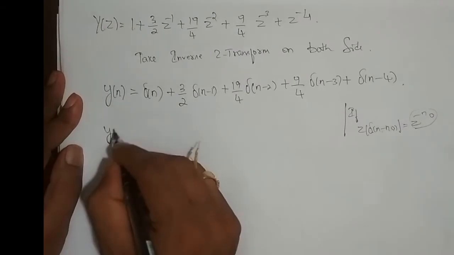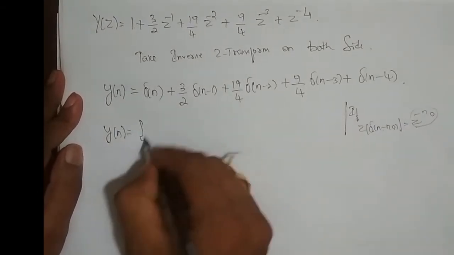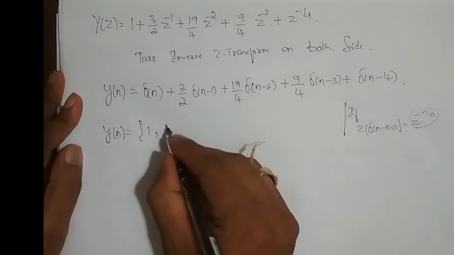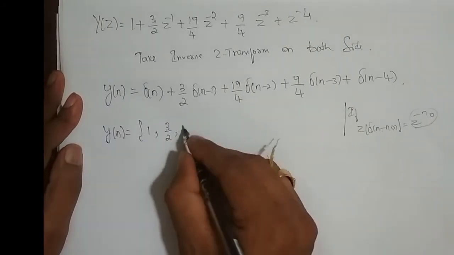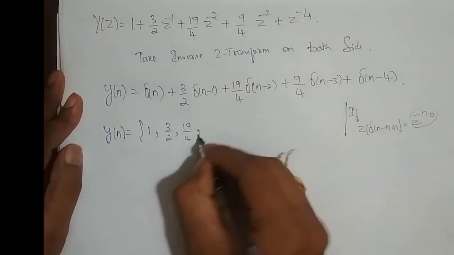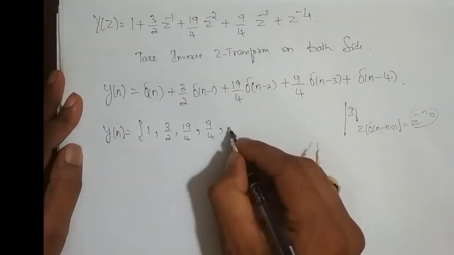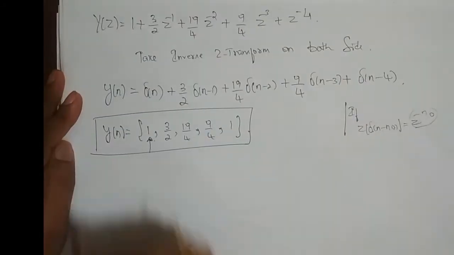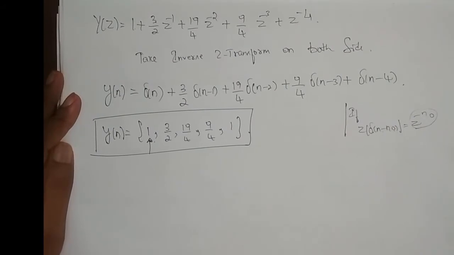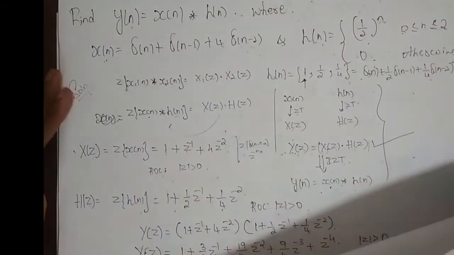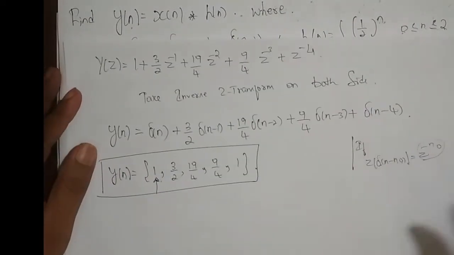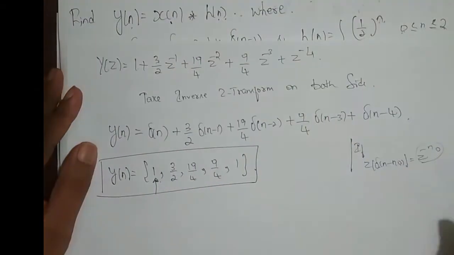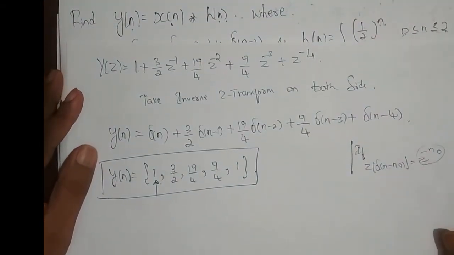So if I write it in terms of sequence, what do I get? Delta of n is 1, comma, next sample is 3 by 2, comma, 19 by 4, comma, 9 by 4, comma, 1. At n equal to 0 is this. So this is the sequence y of n we got, which is nothing but x of n convolved with h of n.